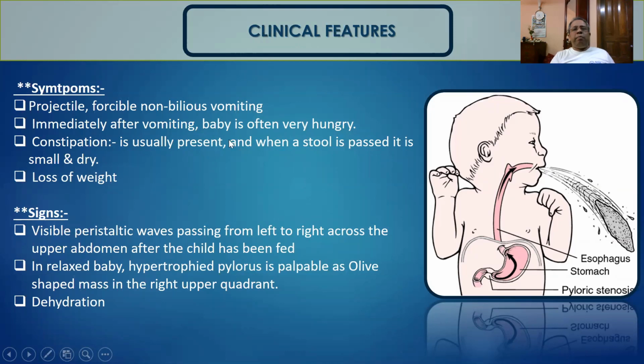Immediately after vomiting, the baby is often very hungry. Constipation is usually present, and when stool is passed, it is small and dry. And the baby presents to you with loss of weight.